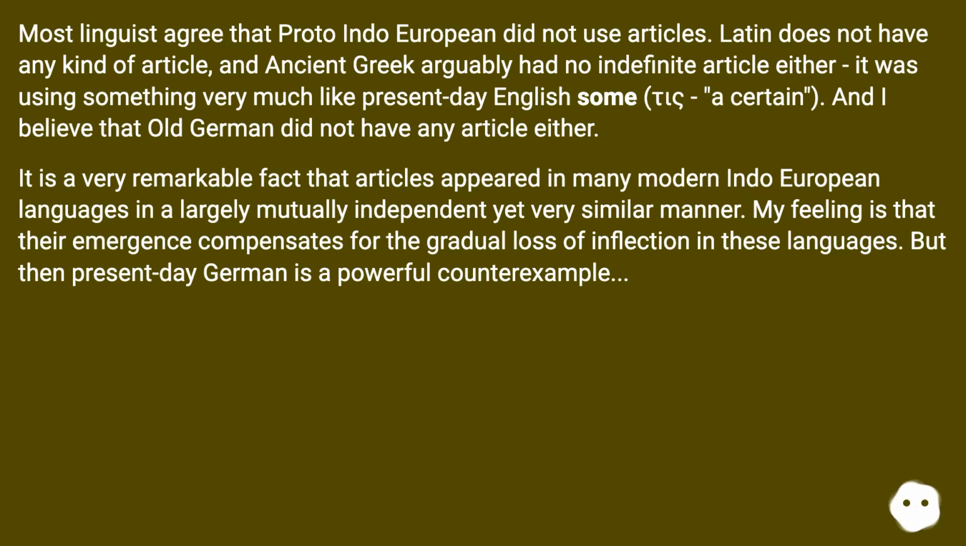Most linguists agree that Proto-Indo-European did not use articles. Latin does not have any kind of article, and ancient Greek arguably had no indefinite article either. It was using something very much like present-day English "some," tis, "a certain." And I believe that Old German did not have any article either. It is a very remarkable fact that articles appeared in many modern Indo-European languages in a largely mutually independent yet very similar manner. My feeling is that their emergence compensates for the gradual loss of inflection in these languages. But then present-day German is a powerful counterexample.